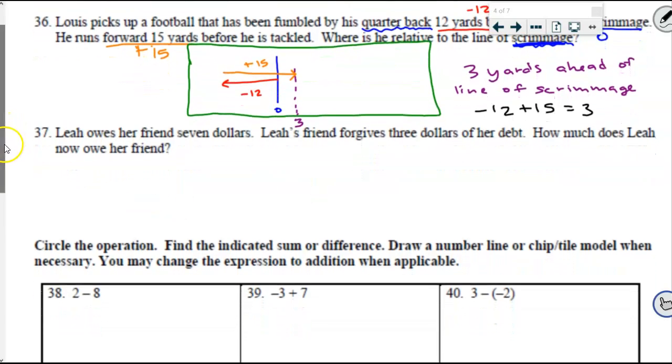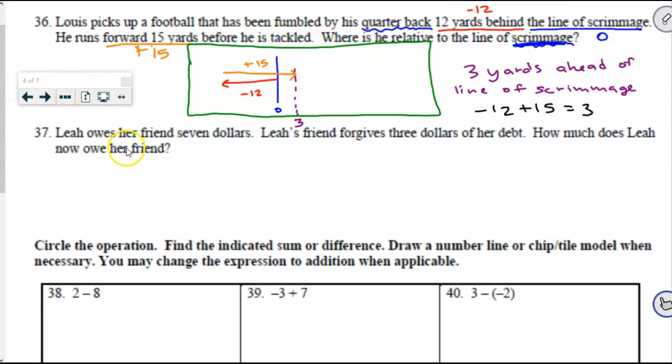On this one, I want to do chip and tiles. Leah owes her friend $7. Leah's friend forgives $3 of her debt. How much does Leah now owe her friend? I want you to model it first. Talk with your groups. I'm only going to give 30 seconds because we're running out of time. So 30 seconds. Pause the recording. Give yourself some time to do this. Ready, set, go.